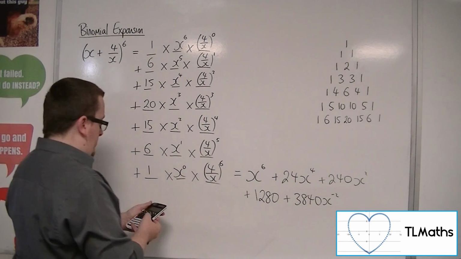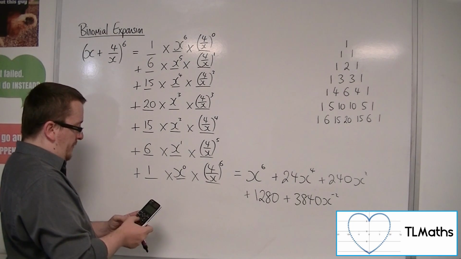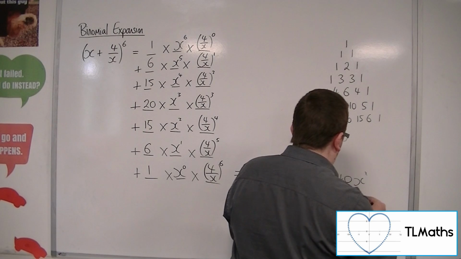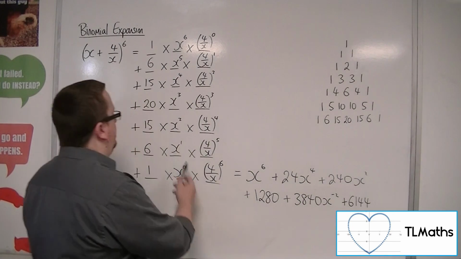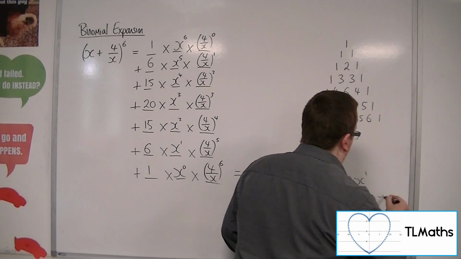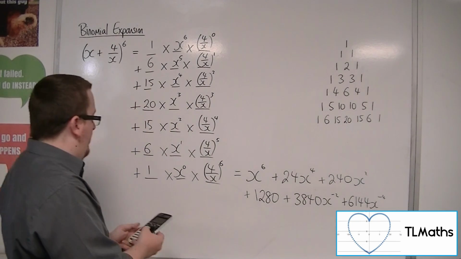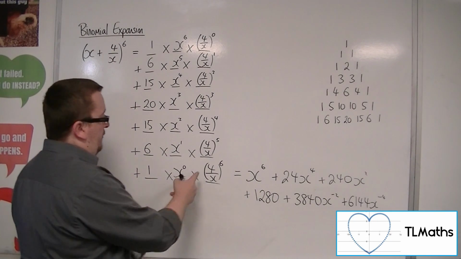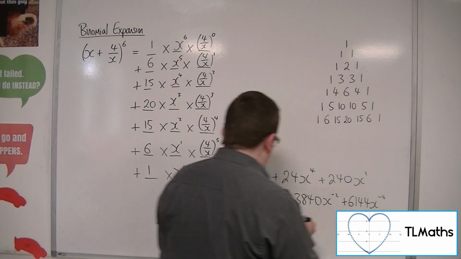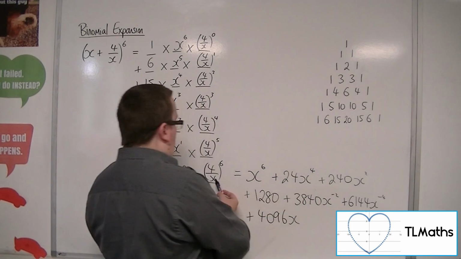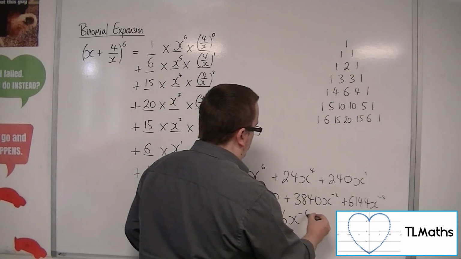Then this next term, you've got 6 times 4 to the 5, which is 6,144. And you've got x divided by x to the 5, so x to the minus 4. And then finally, you've got this term here. So you've got this 4 to the power of 6, so 4,096. And it's x to the minus 6.